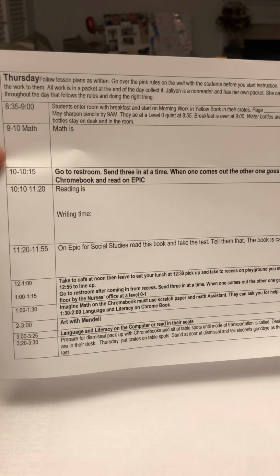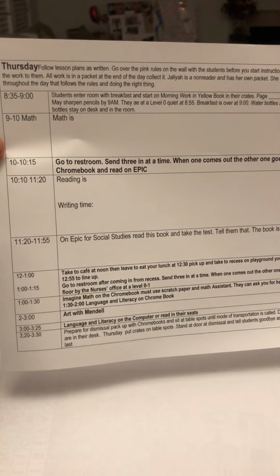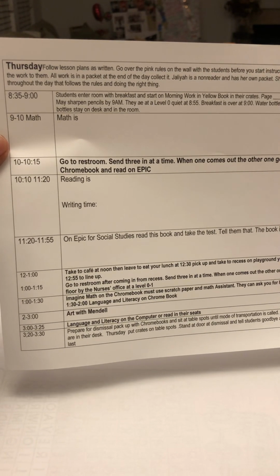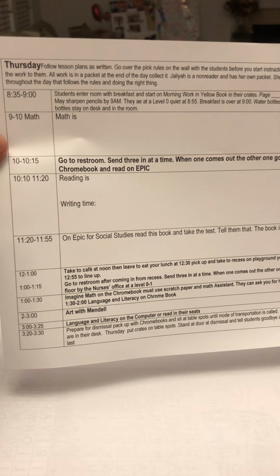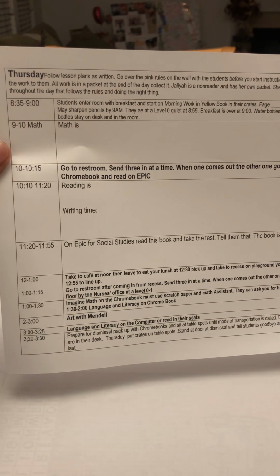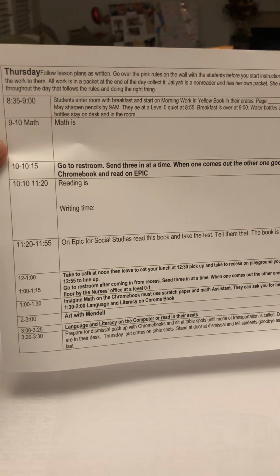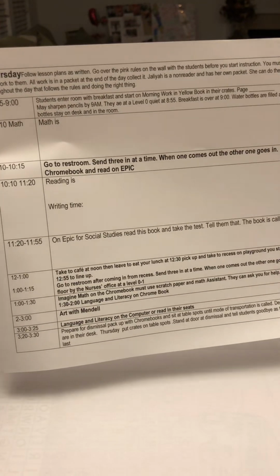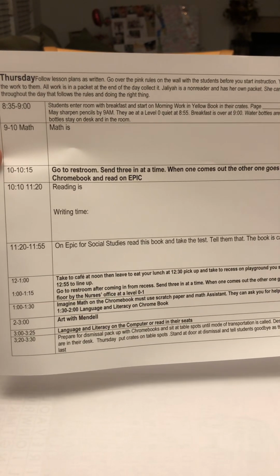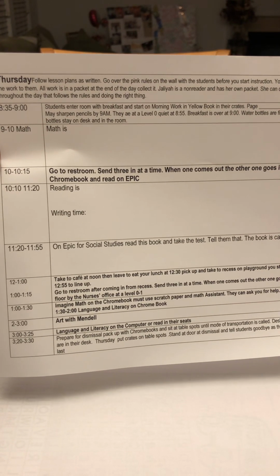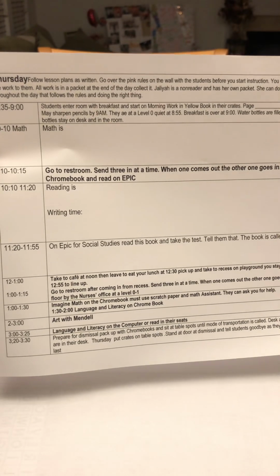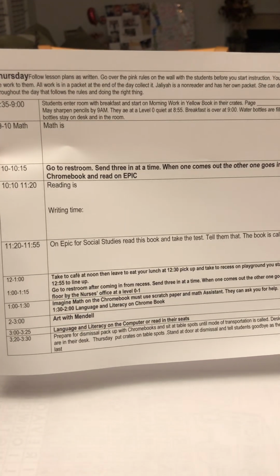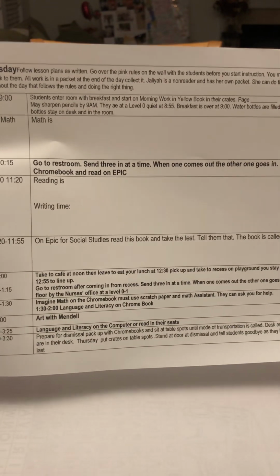1 o'clock to 1:15, it says go to the restroom. After coming in from the recess, what are you going to do? 1 to 1:30 is a computer-based program called Imagine Math. 2 to 3 o'clock is where we have art, and I listed the teacher's name. 3 o'clock to 3:20, that's language and lit on the computer or read in their seats. And then 3:20 to 3:30, it tells you the dismissal instructions.